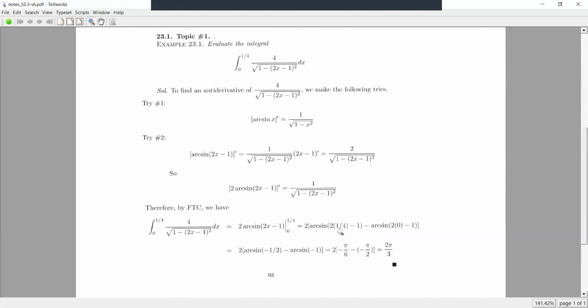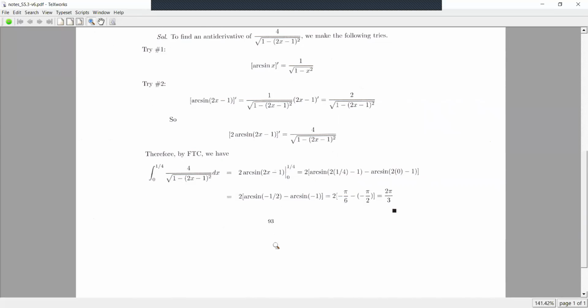2 times 1/4 minus 1 is negative 1/4. And this is 2 times 0 minus 1, negative 1. Arcsine of negative 1/4 is negative pi over 6. Arcsine of negative 1 is negative pi over 2. So therefore, this integral is 2 pi over 3.